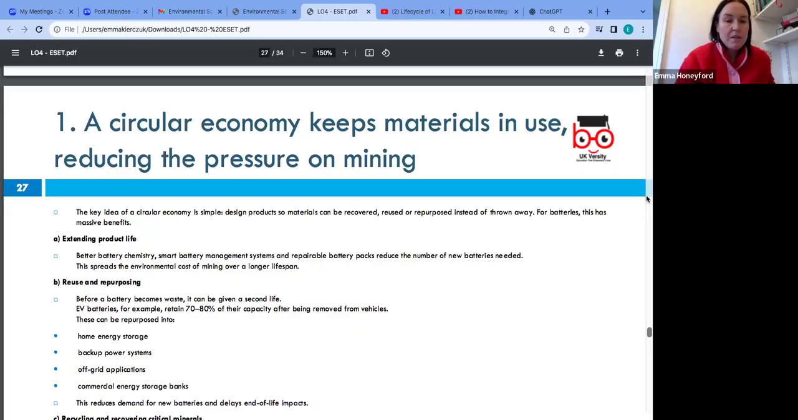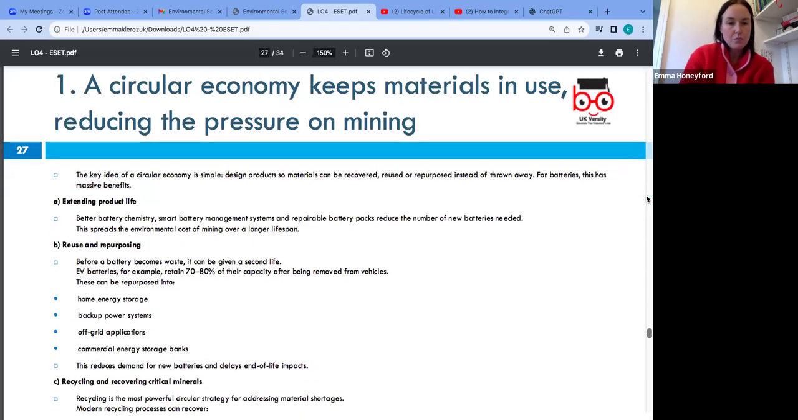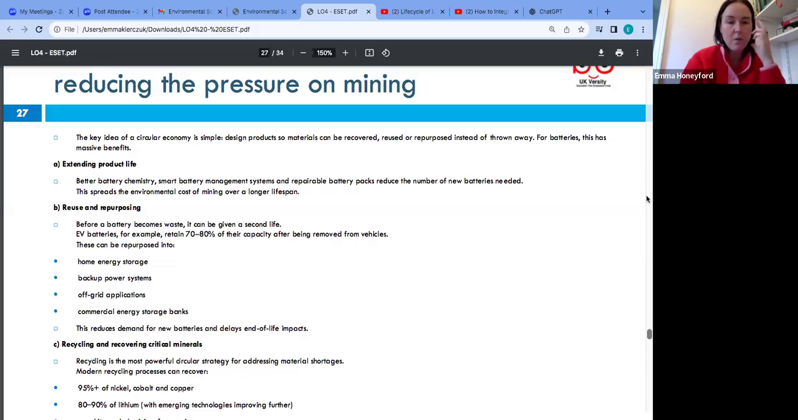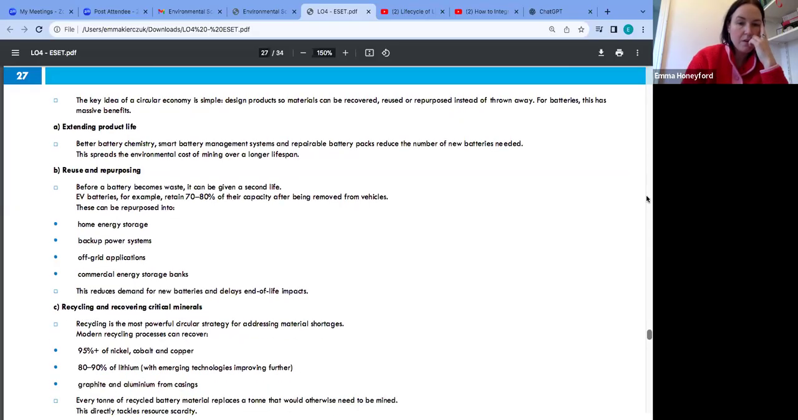Reuse and repurposing. Before a battery becomes waste, it can be given a second life. EV batteries, for example, retain 70 to 80% of their capacity after being removed from vehicles. So just having an awareness of this, of how we can reuse and repurpose.